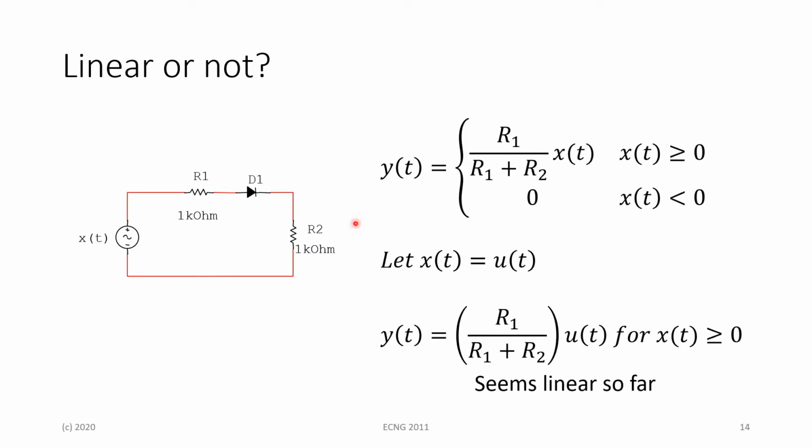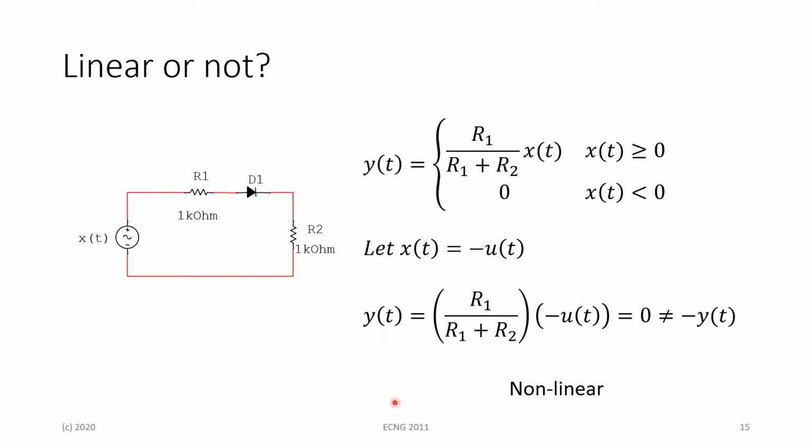However, let's say we introduce a diode into your system here. This diode now makes your system into a piecewise continuous equation. If you do a general substitution here, so let's say x of t was equal to the unit step, it basically looks like it's still linear, but that's only for the first half of the equation.